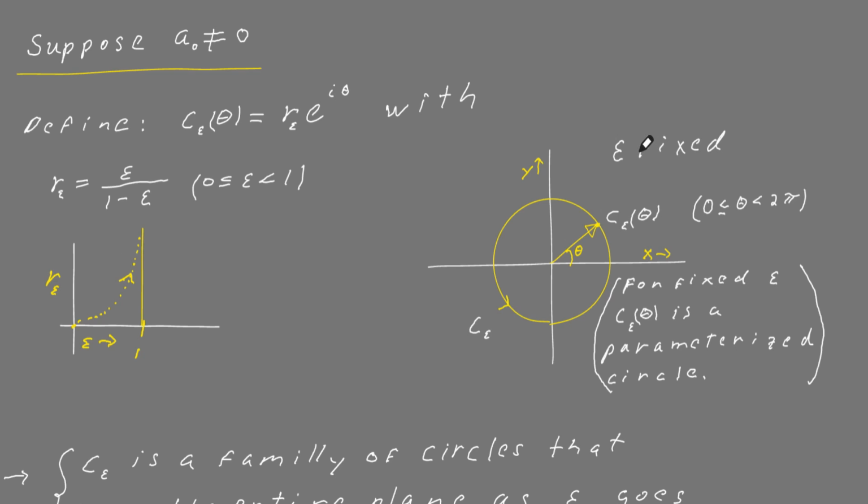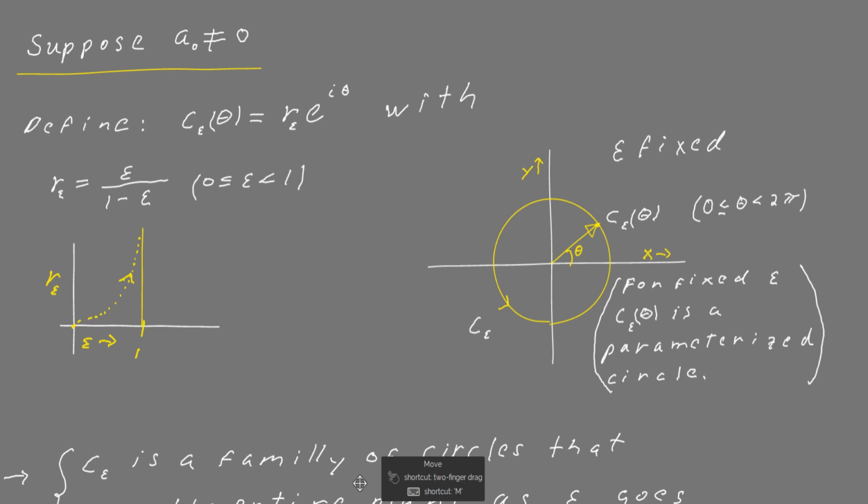So if I fix a value of epsilon, I fix the value of r. And if this is fixed, this equation here is just the equation of a parameterized circle. And if I choose a value of theta, that's just going to be a point on the circle. And if I let theta increase by 2 pi, the point will just move around and come back to where it started.